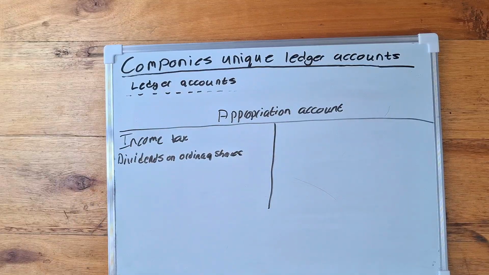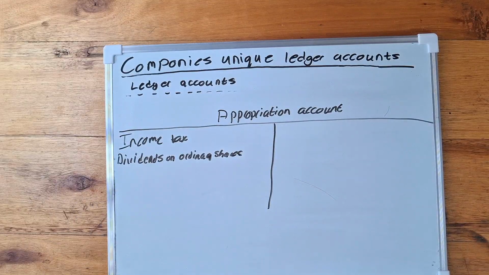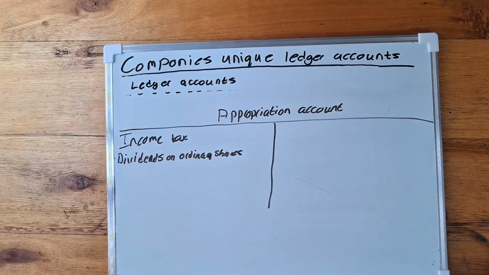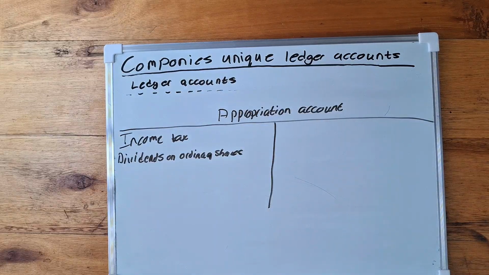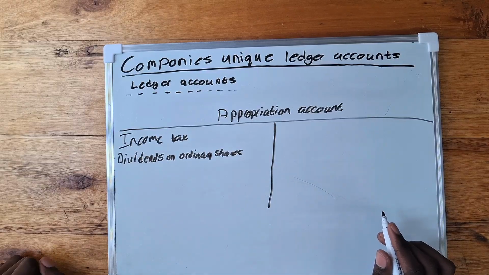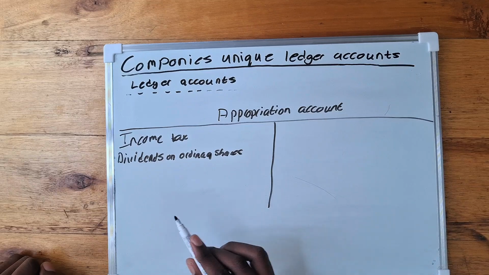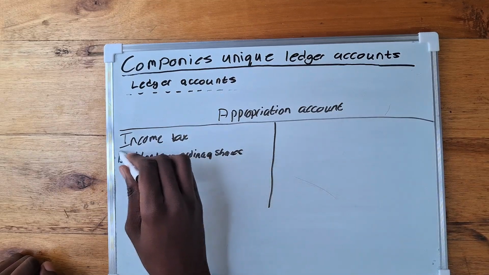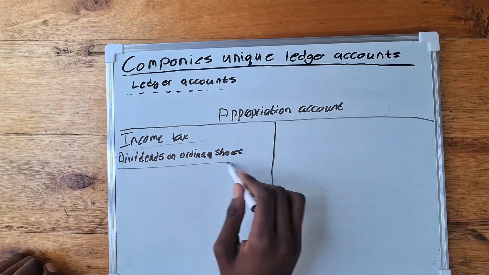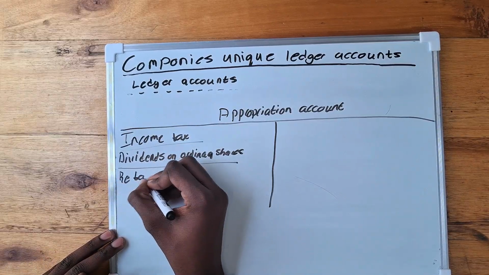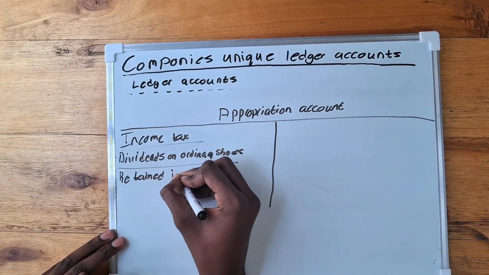And then once again, guys, this one was not like the other ones. However, you must know why we put this here. At the beginning of the video, we did say that the appropriation account distributes the company's profit, right? So we know that the company's profit is either distributed to tax, dividends to shareholders, or we retain it. So we have our retained income, right?